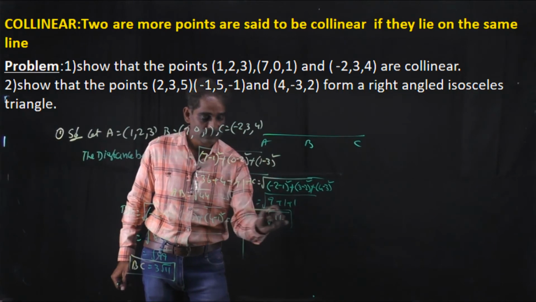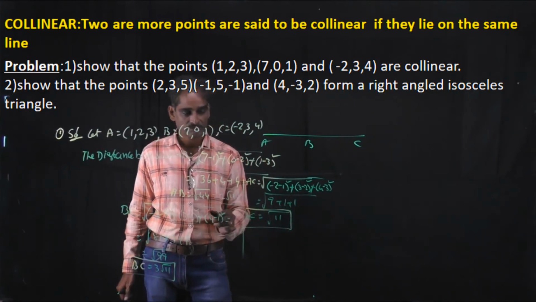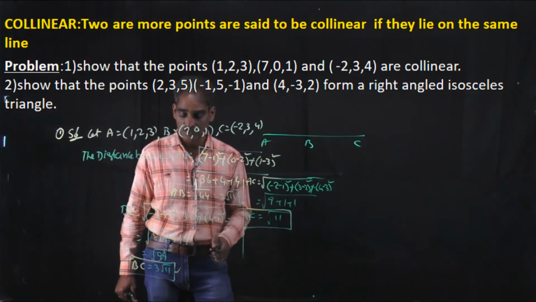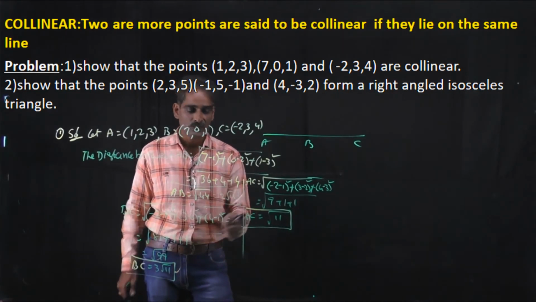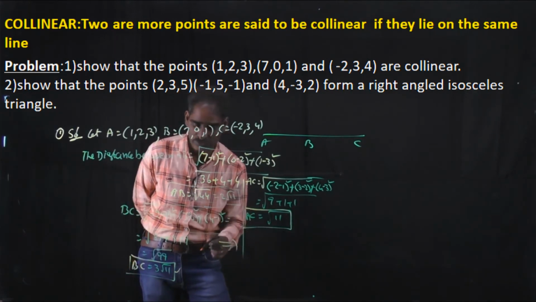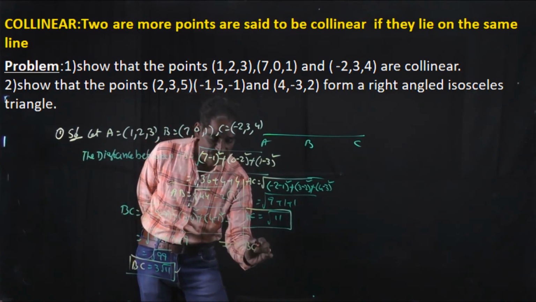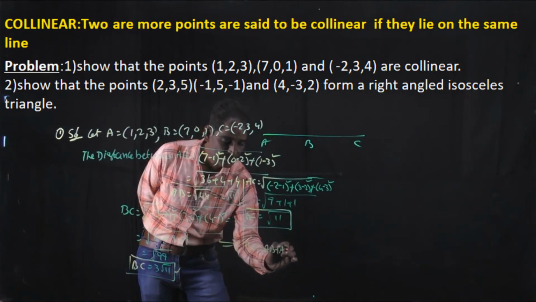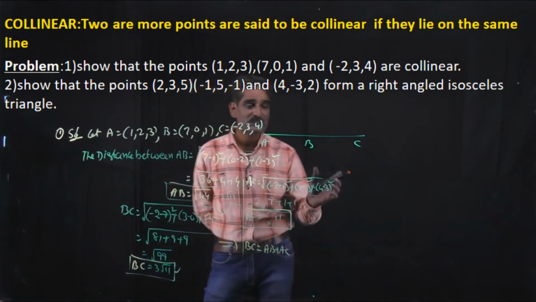Observe that AC is equal to root 11, BC is equal to 3 root 11, and AB is equal to 2 root 11. So the sum of these two is equal to this one. Therefore, from these three lengths we can write BC is equal to AB plus AC.